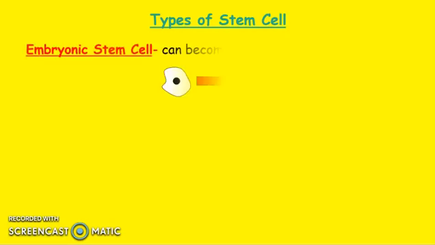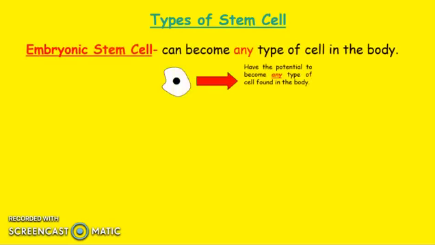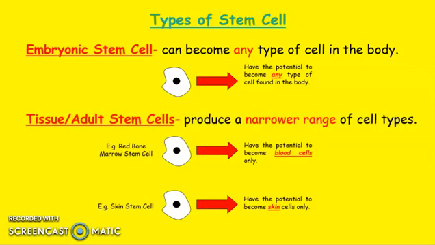There are different types of stem cell. The first type is embryonic stem cells, and they can become any type of cell in the body. The other type are tissue or adult stem cells, but they can produce only a narrower range of cells. For example, a red bone marrow stem cell has the potential just to become blood cells, or a skin stem cell has the potential to become skin cells only.